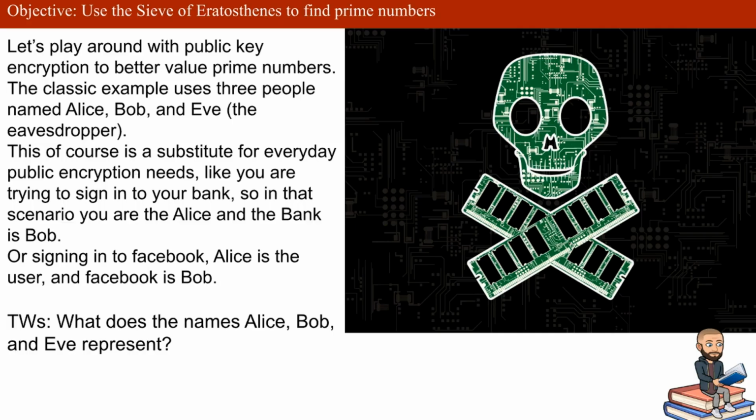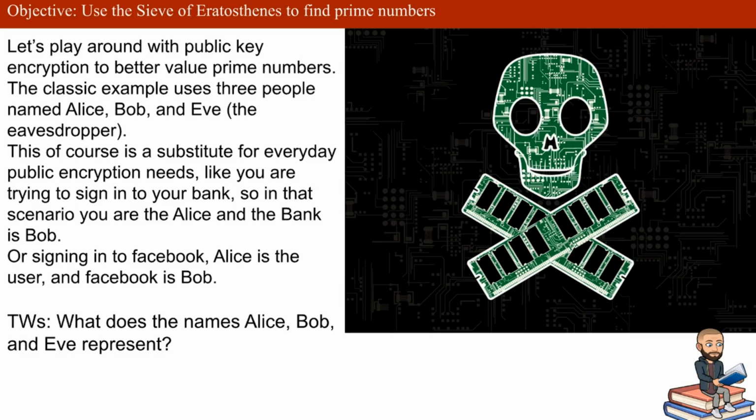So now let's play around with the whole public key encryption idea to better value prime numbers. Now the classic example everybody uses is Alice, Bob, and Eve trying to communicate. Well, not Eve, she is the eavesdropper in this scenario. So Alice and Bob are of course just substitutes for some of our everyday encryption needs, like maybe you're trying to sign into your bank or sign into Facebook.